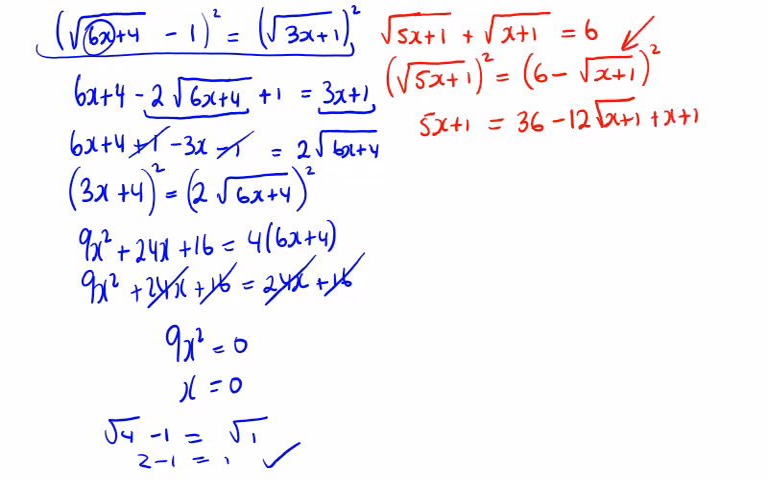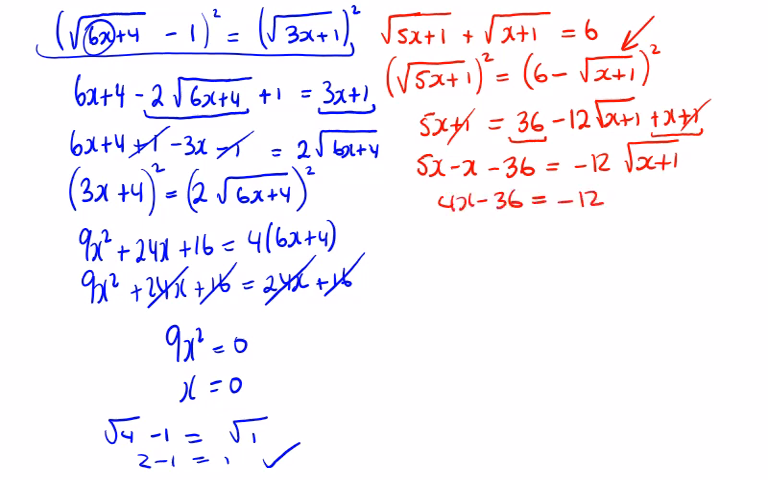So that's this guy squared. So bringing everything to the left apart from the root, I have a 36 and an x plus 1. So 5x. Well, I can cancel these plus 1s, may as well. 5x. What have I got? Minus x minus 36 is equal to minus 12 times the square root of x plus 1. So 4x minus 36 is equal to minus 12 times the square root of x plus 1.